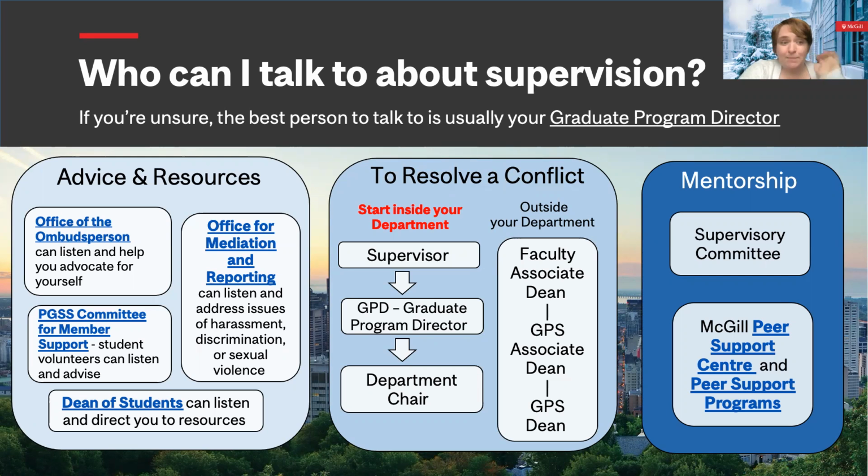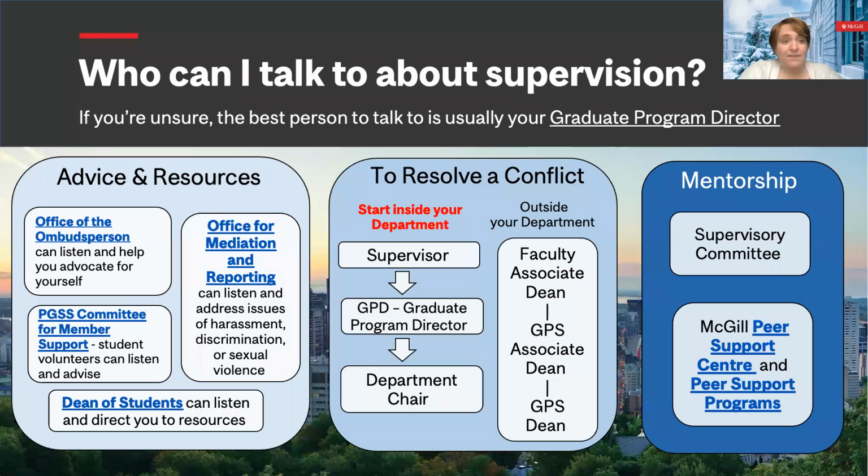Next, similar is the PGSS Committee for Member Support. They also can listen to you and help advise you. The great thing about the PGSS Committee for Member Support is they're fellow students, so they also understand what it's like to be a student in 2022. They understand the pressures and they can give you advice based on things that they've seen or experienced themselves.